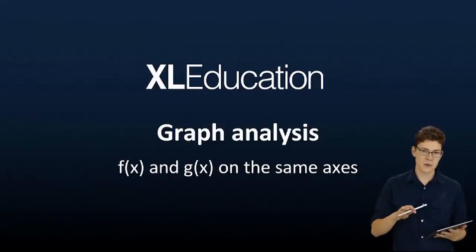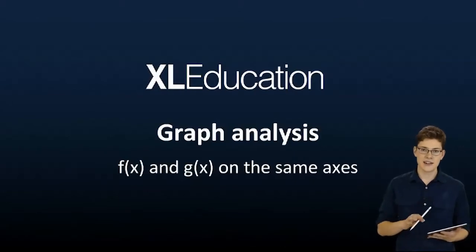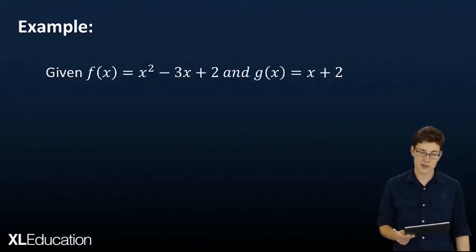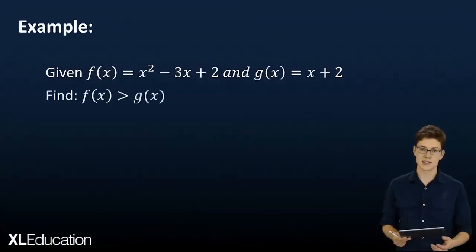And graph analysis is when we sketch f of x and g of x on the same set of axes and analyze the things that come around that. So here's an example. Given f of x is equal to x squared minus 3x plus 2 and g of x is equal to x plus 2, so a parabola and a straight line, we want to find where f of x is greater than g of x.